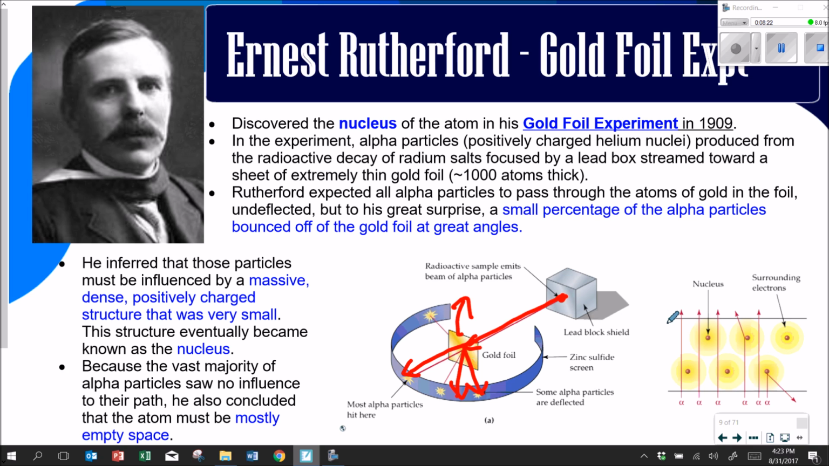So if we look at this picture here on the right, there's the layer of gold foil, and here are the alpha particles. Most of them are going through undeflected. However, if you are hitting that nucleus, you are deflected, and sometimes they are even bouncing back. So the second thing he concluded, because the vast majority of the alpha particles went straight through undeflected, was that the atom must be mostly empty space.